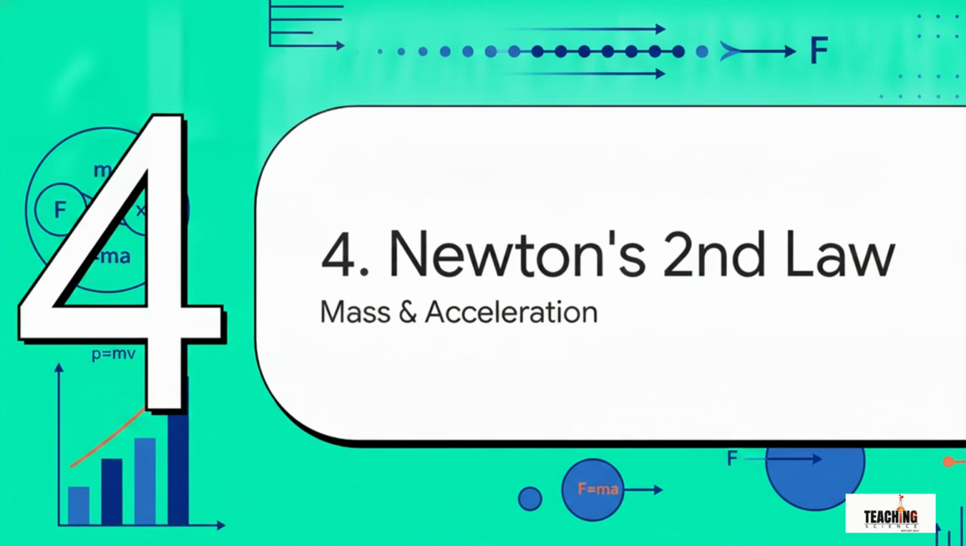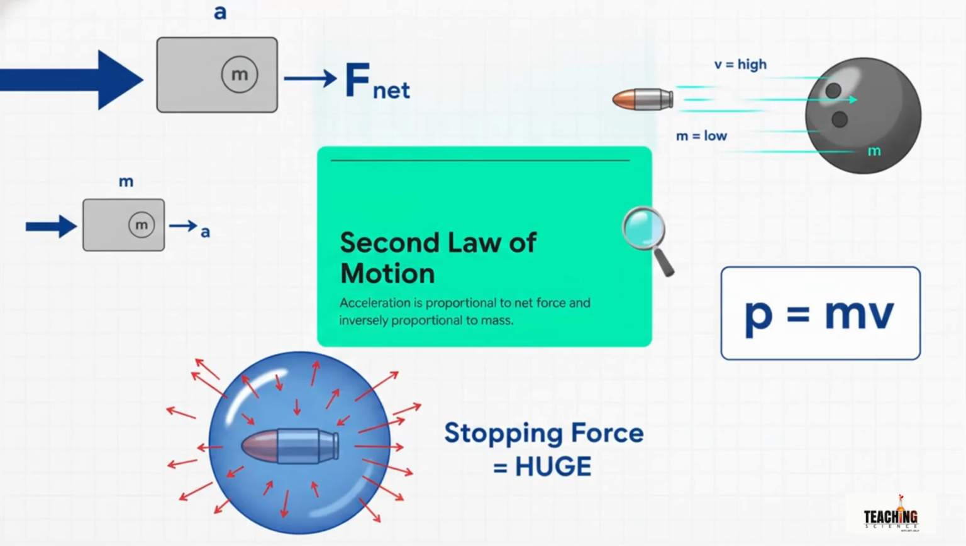Next up is Section 4, Newton's second law of motion: mass, acceleration, and momentum. All right, so the first law tells us that forces cause changes, but Newton's second law gives us the actual mathematical rule for it. It tells us that when a net force acts on an object, it accelerates. The amount of that acceleration is directly proportional to the net force applied, but inversely proportional to the object's mass.